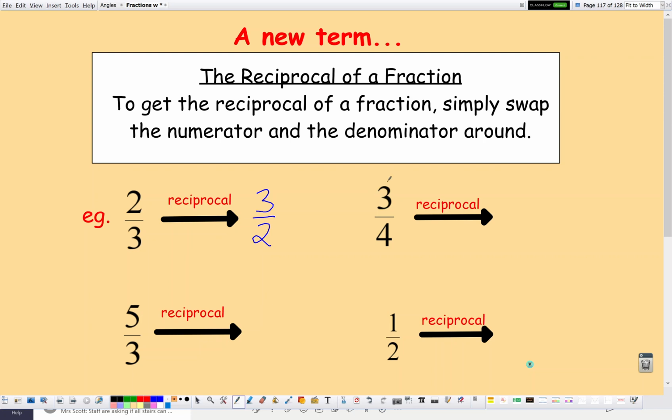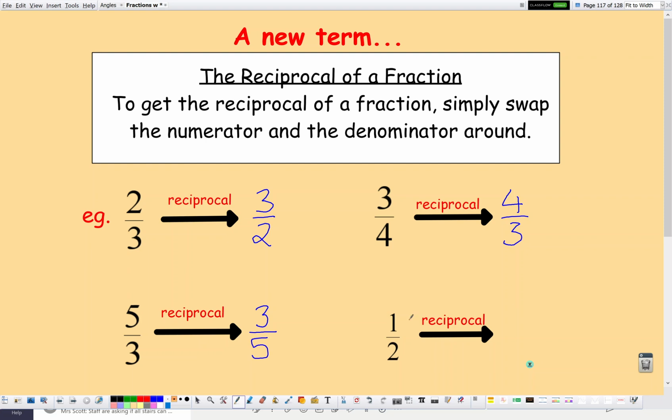Okay, write down the next one as well, 3 over 4. The reciprocal of 3 over 4 is quite simply 4 over 3. All we're doing is swapping them upside down, and that's how you take the reciprocal. So if we had 5 over 3, the reciprocal of 5 over 3 would be 3 over 5.